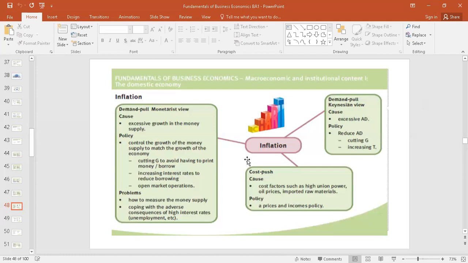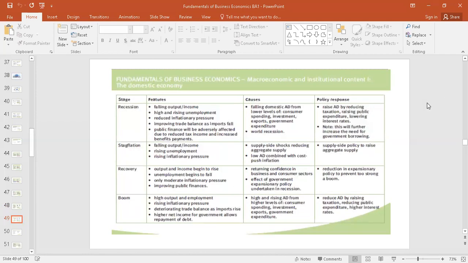The policy is prices and incomes policy. So cut down on the prices and incomes policy. If they adopt that, then I think the inflation problem can be resolved. In the domestic economy, we also see that there are various stages in the trade cycles of the economy. We see recession, stagflation, recovery, and boom.